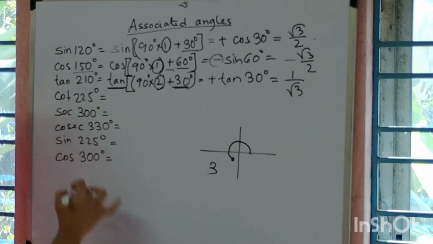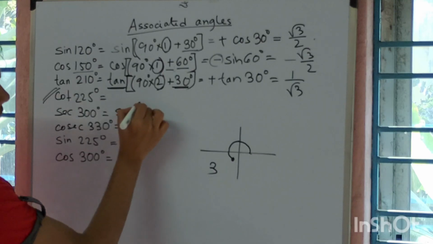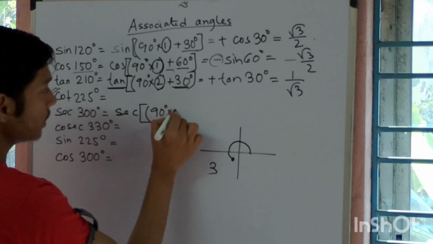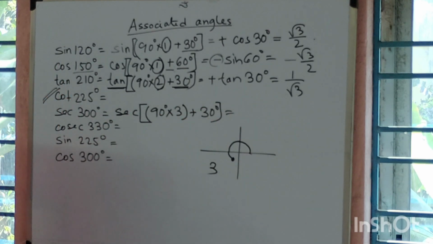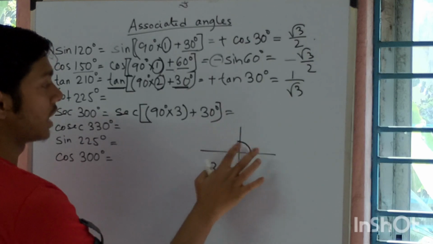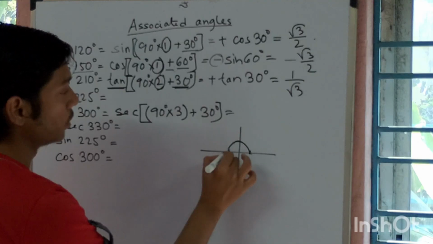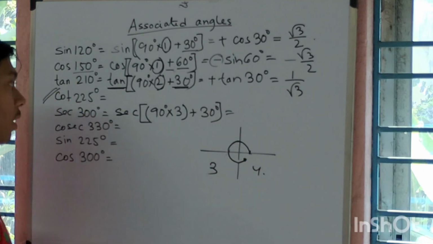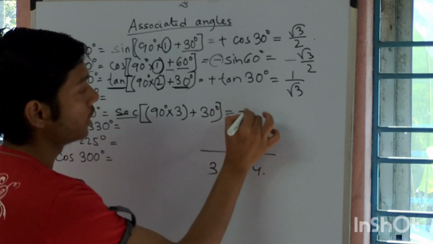Okay. In the same manner, this is your homework. I will do the sec one. Sec. Okay. I can again write this in this manner: sec of 90 degree into 3 plus 30 degree. Is it not? Fine. Then again, just check in which quadrant this value lies. I will start from here. 90 degree into 1, into 2, into 3, plus 30 degree. So it will lie somewhere there. It is in the fourth quadrant. And in the fourth quadrant, cos and sec, these two are positive. So this is sec, so that's why it will be positive.